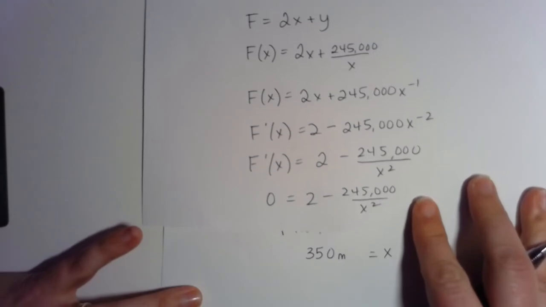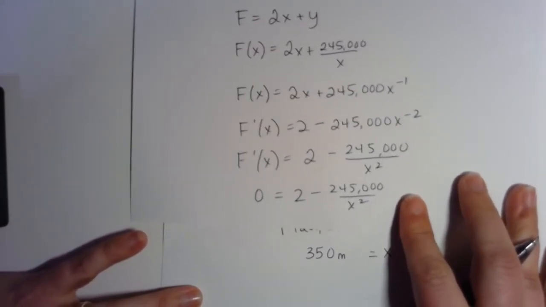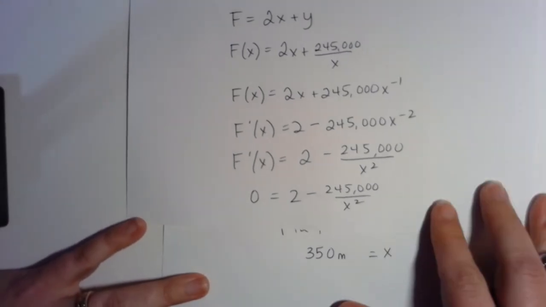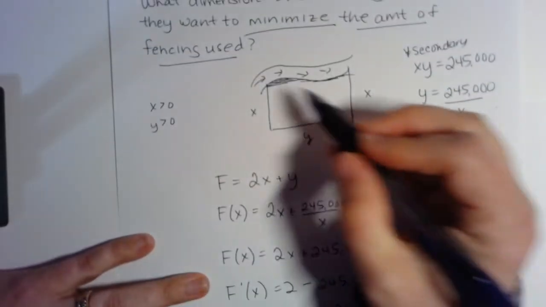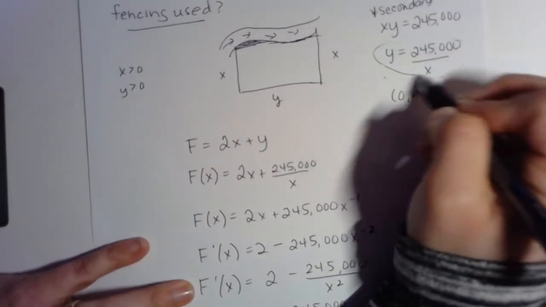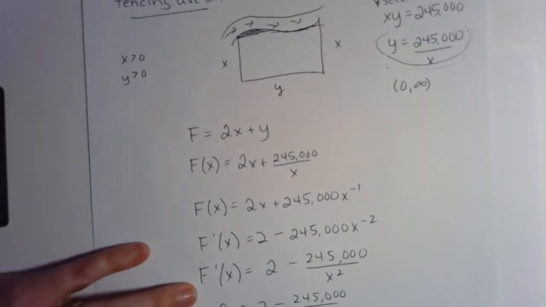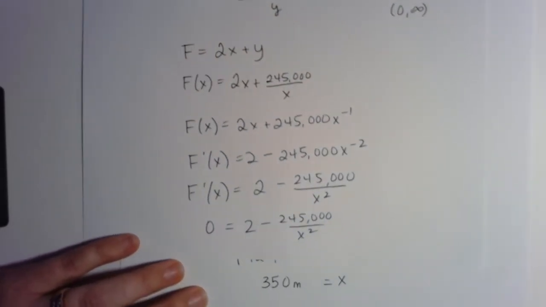Okay, so now I need to figure out what my y is. So I want the dimensions of the fence. So right now I know that it's going to be 350 on these two sides, right? And so then my y, I know my y will be part of this. So I'm going to pull out this. So I have y equals 245,000. This is my original secondary equation. And I'm just going to put in my x. So I found that this was 350. And this one comes out really beautifully as 700.